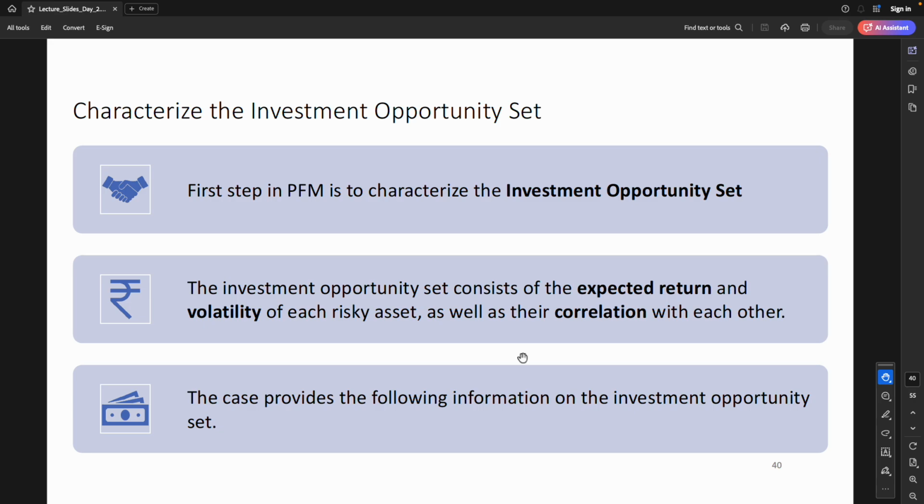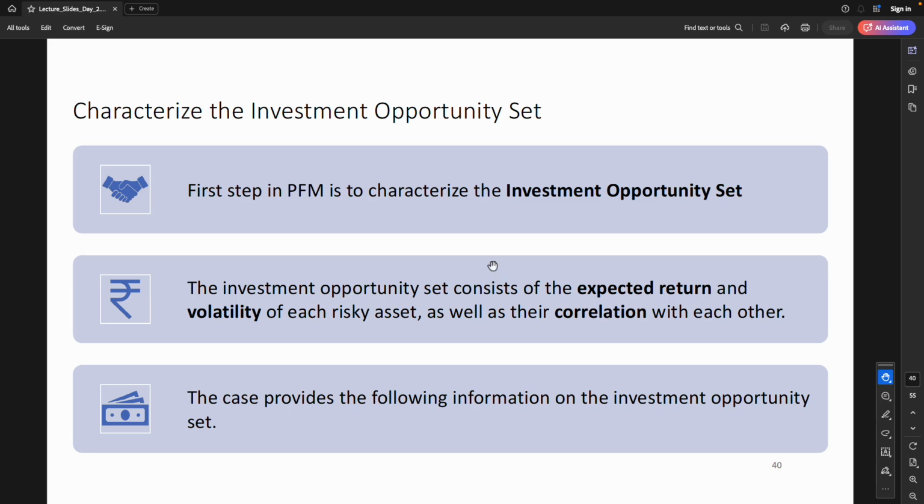Okay, so the point is the firm has, I think I talked about that. So the first thing when you do an investment making process is you need to find out what the investment opportunities are. The investment opportunity set is also a jargon term, but people know what it stands for. It stands for the expected return, the vol, and the correlation of all the risky assets, and the risk-free rate, I would say.